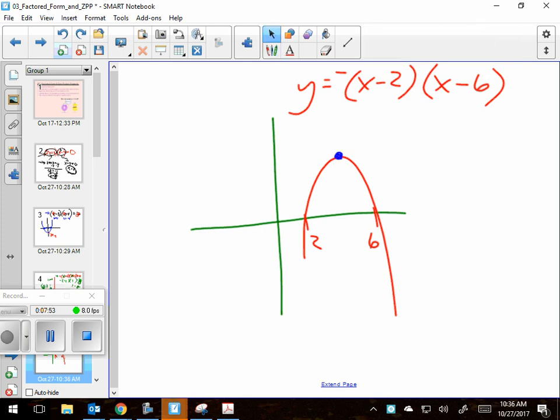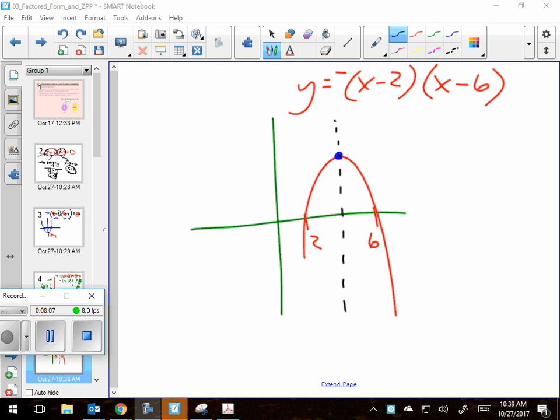I'm going to pause for a second and have you figure that out. One hint. It has to be right exactly between 2 and 6. So, logically, it has to go right down the middle here. And that's exactly between 2 and 6. In case you don't want to reason that out, you can actually average 2 and 6. You know what the average of 2 and 6 is? 4. All right. So that's at 4.